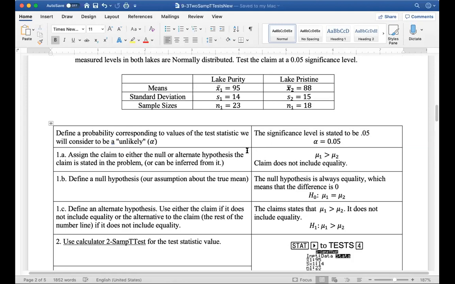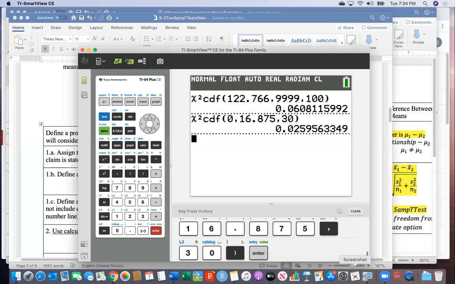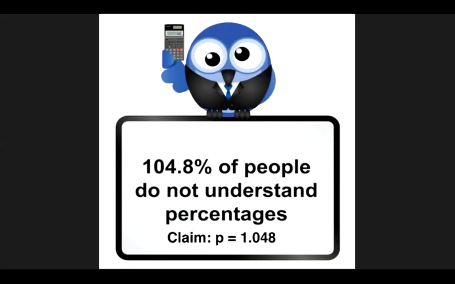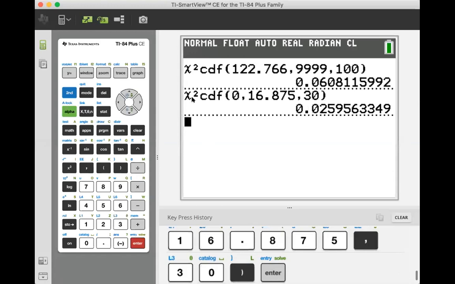Let's see if I can remember these correctly, but let's go to the calculator. Oops, stop share, and let's share the calculator. Okay, I think I didn't do that right. Share the calculator. There we go. All right, so let me clear this out.